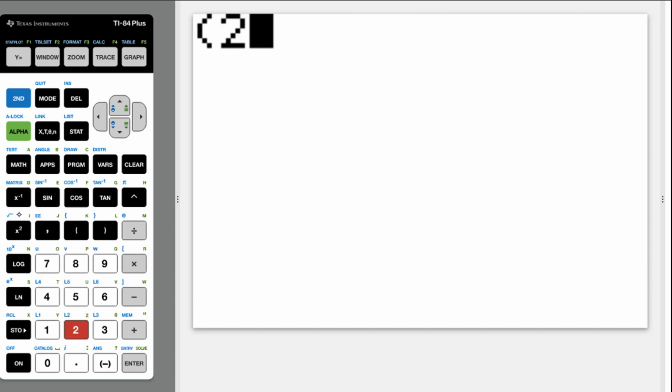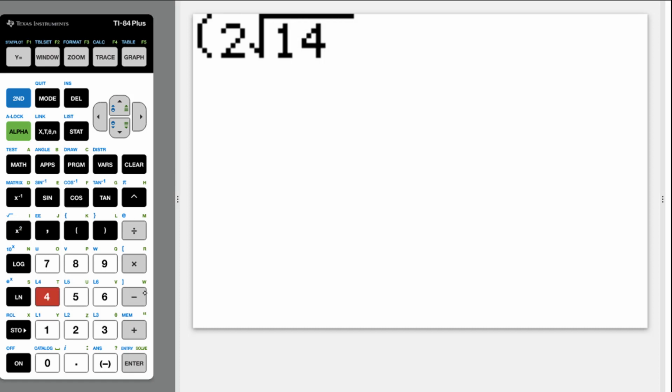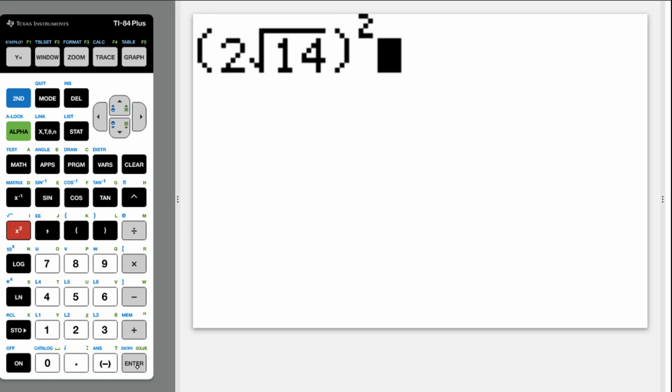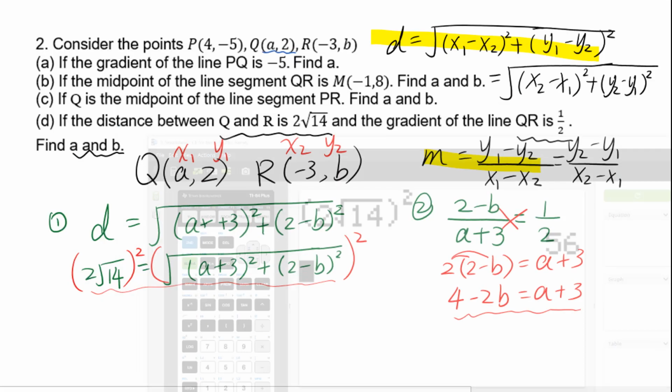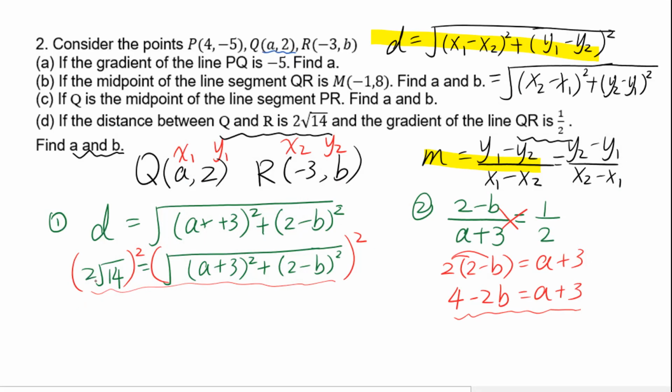Parentheses 2, second x squared, 14. Then parentheses back, square. Then enter. You will get 56. If you can get this without a graphing calculator, definitely you will save time.